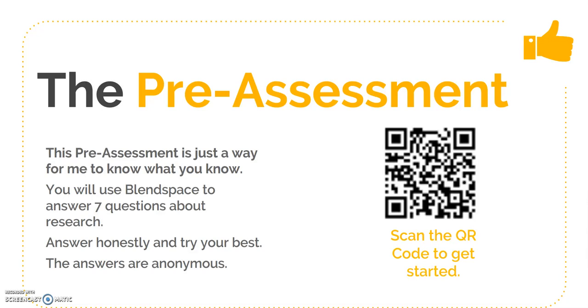Now, before we get started, we're going to do a pre-assessment. This pre-assessment is just a way for me to know what you already know. If you already know some of this information, we can pass on, but if we need to know a little bit more, then this will let me know. We're going to use something called Blendspace. You're going to go on and you're going to answer 7 questions about research. I want you to answer honestly, and I want you to try your best. Now, the answers are anonymous. I will not know who is answering them. Now, you're going to scan the QR code with your classroom iPads and begin your pre-assessment.